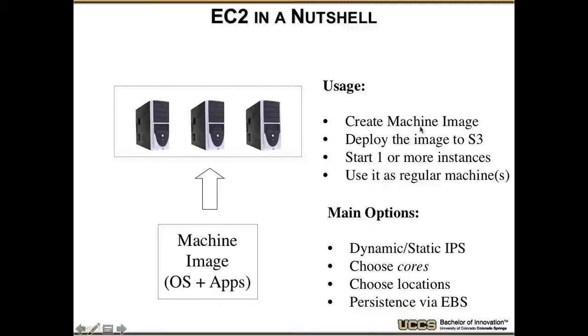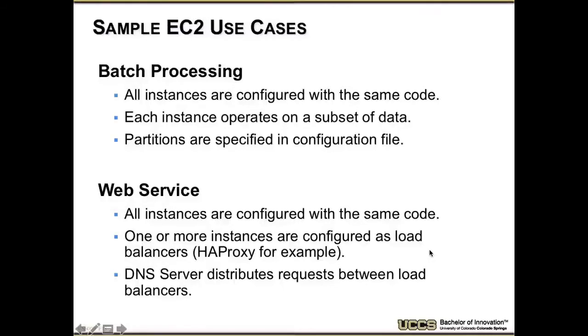The main options that you have are whether you're going to have dynamic or static IPs. There's a price differentiation. How many cores you're going to want, and where you want it to run. Do you want it to run in North America east or west? Do you want it to run in Singapore? Do you want it to run in Europe? And what kind of persistence you're going to have in terms of the Elastic backing store, where you're going to store your data.